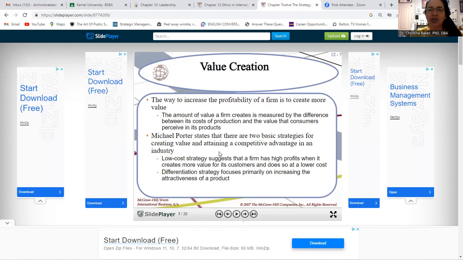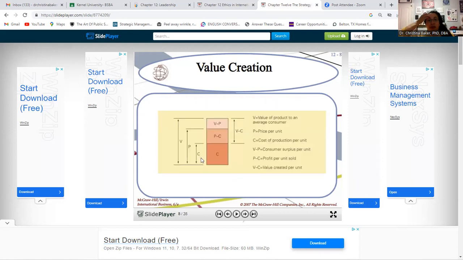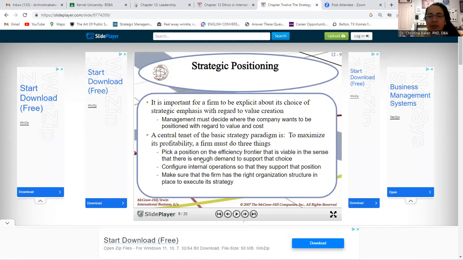Michael Porter states that there are two basic strategies for creating value and attaining a competitive advantage in the industry. Low-cost strategy suggests that the firm has high profits when it creates value for the customers at a lower cost. Differentiation strategy focuses primarily on increasing the attractiveness of the product. We have the value of the product to the average consumer, the product price per unit, and the cost of production per unit. We have customer surplus per unit, profit per unit sold, and value created per unit. Strategic positioning.